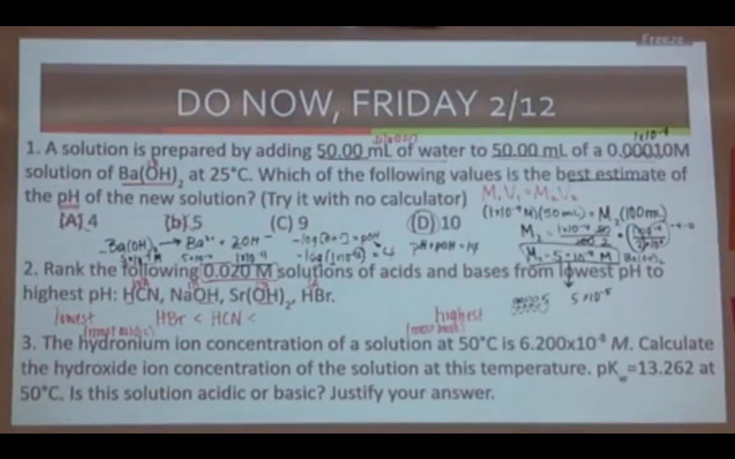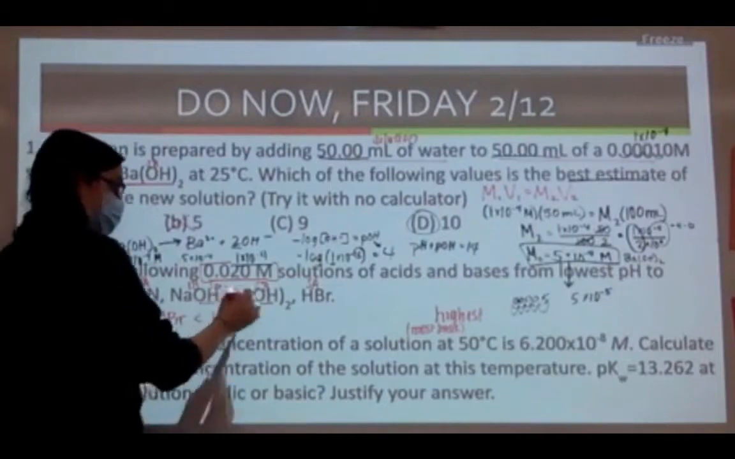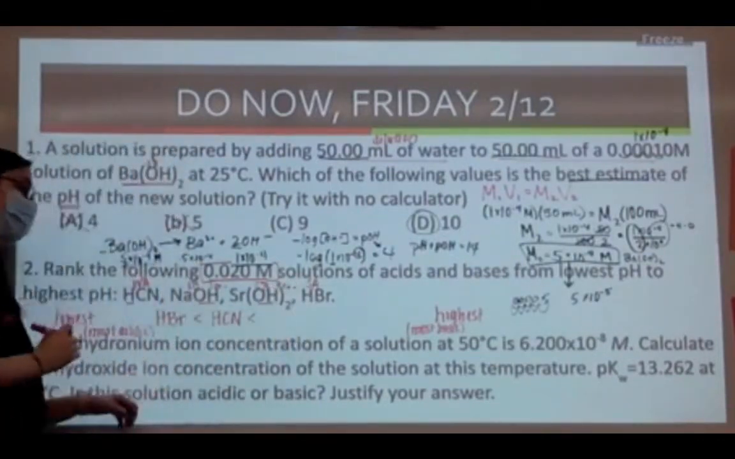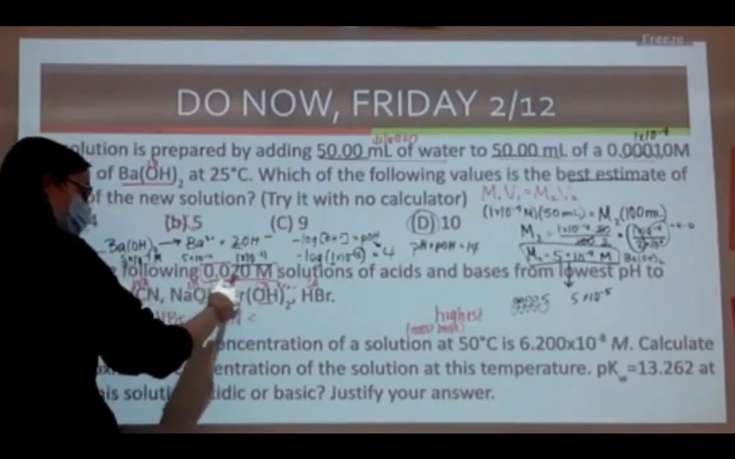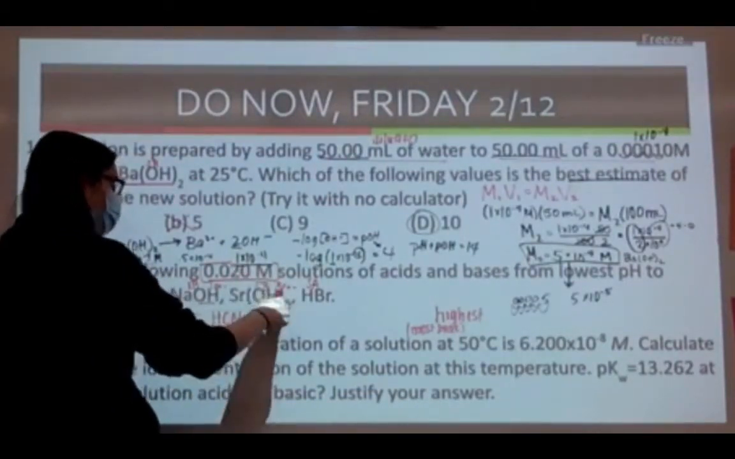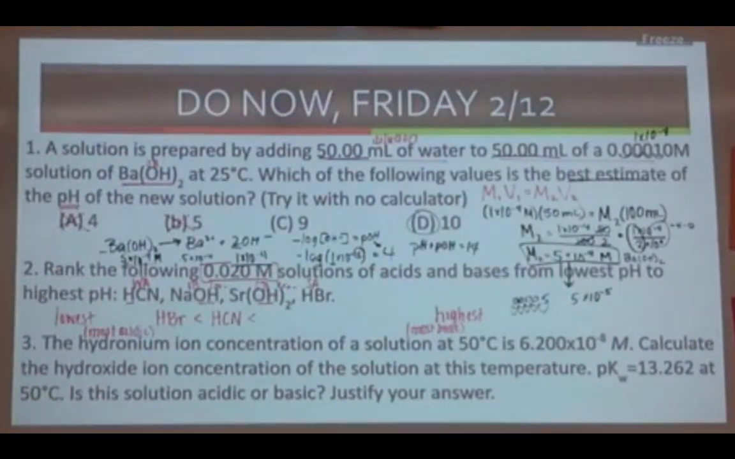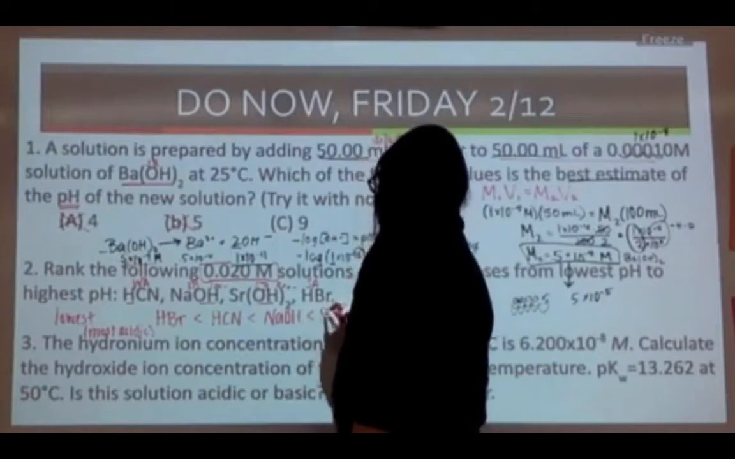Now when we get to the bases, it's a little difficult because these are both strong bases. But remember that when you have strong bases, the more hydroxides it produces, the stronger the base is. So NaOH produces 1 OH minus. Strontium hydroxide, when we put it into water, produces 2 OH minus. So NaOH would have a 0.02 molar hydroxide concentration. Strontium hydroxide, because they're both strong bases, they both completely dissociate. Strontium hydroxide makes 2 OH minuses, so it would have a 0.04 molar concentration of OH minus. The more OH minus, the stronger the base. So we would actually have NaOH and then Sr(OH)2.